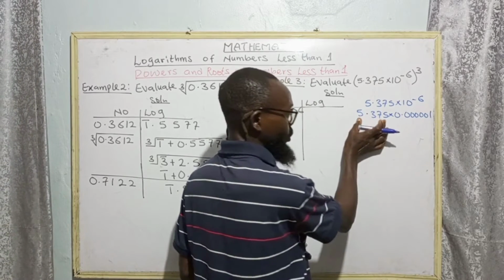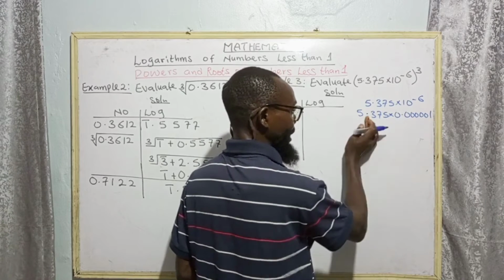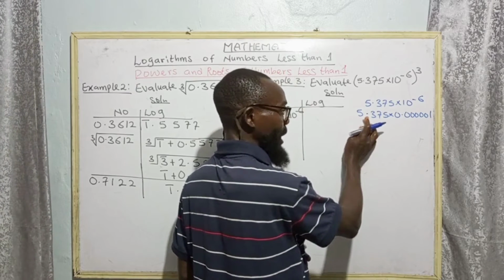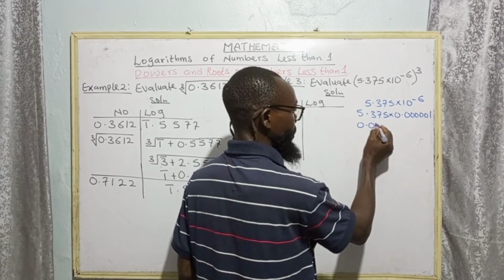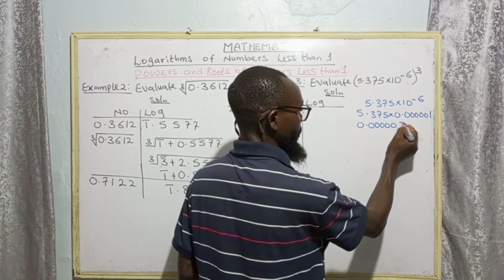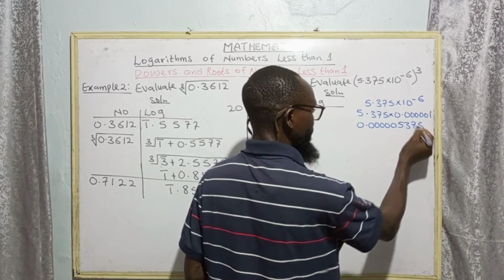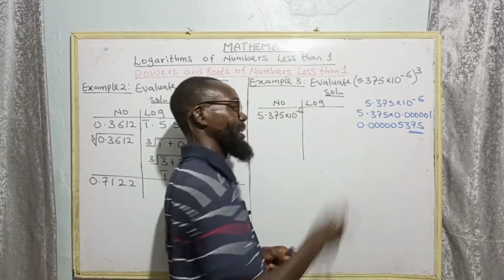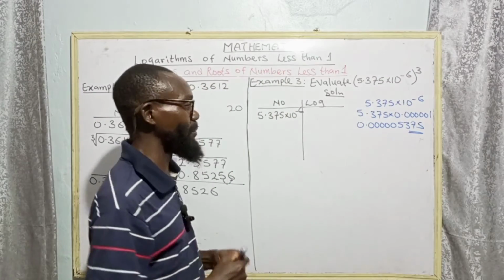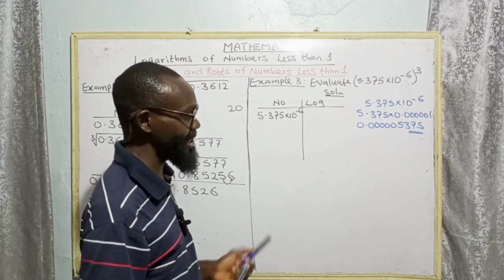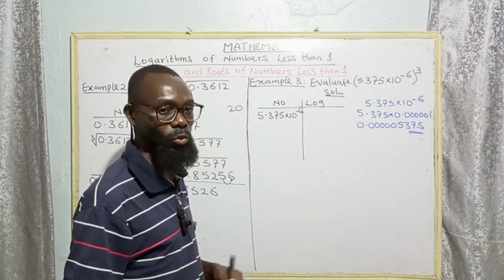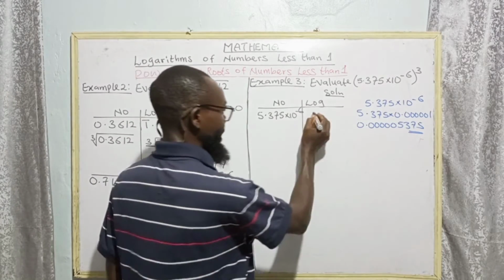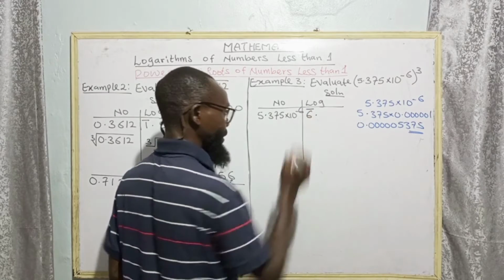Then I'm going to use this value to multiply this one. Then this minus dot will disappear, and we have 0.000005375. So this is the ordinary number of this standard form. From this ordinary number, we can now see our integer from here. Meaning, how many zeros do we have? We have 6 zeros. That is bar 6 points.